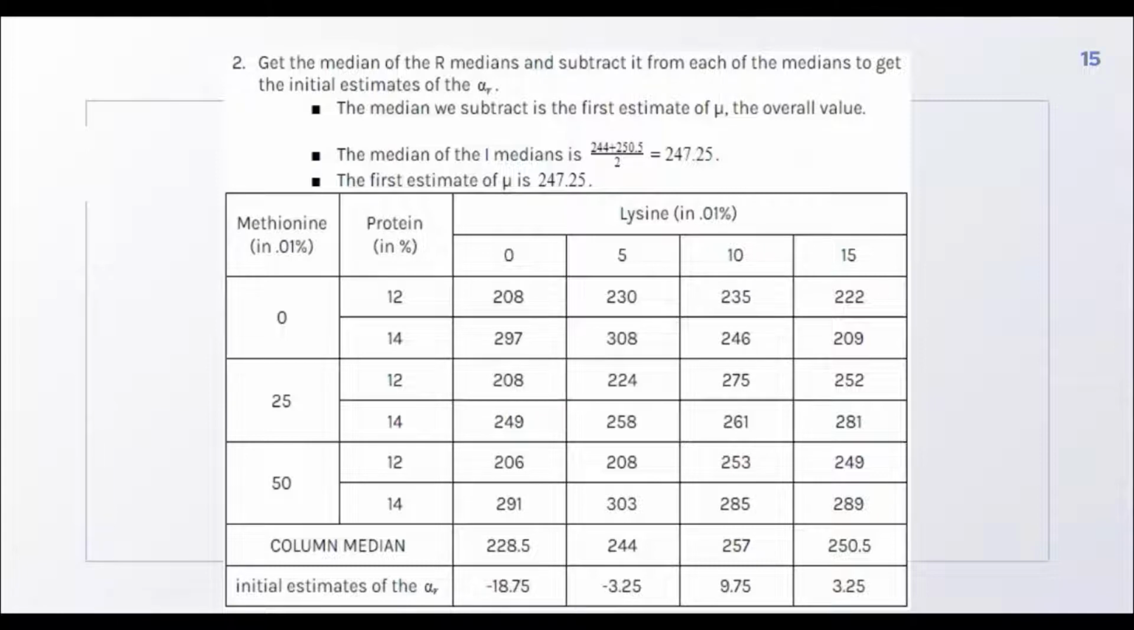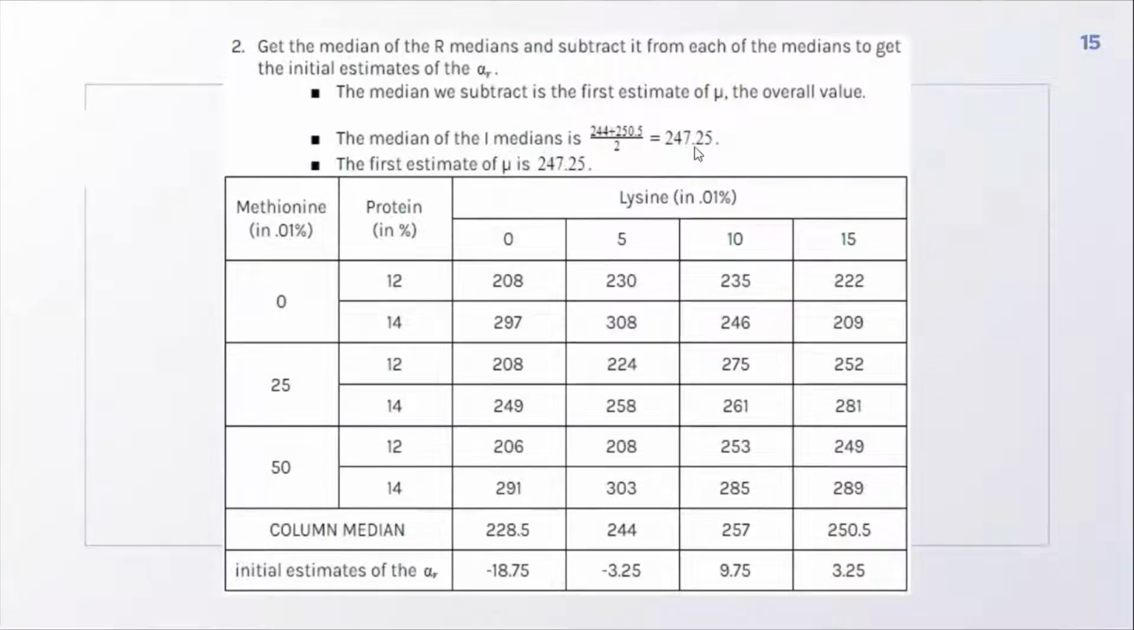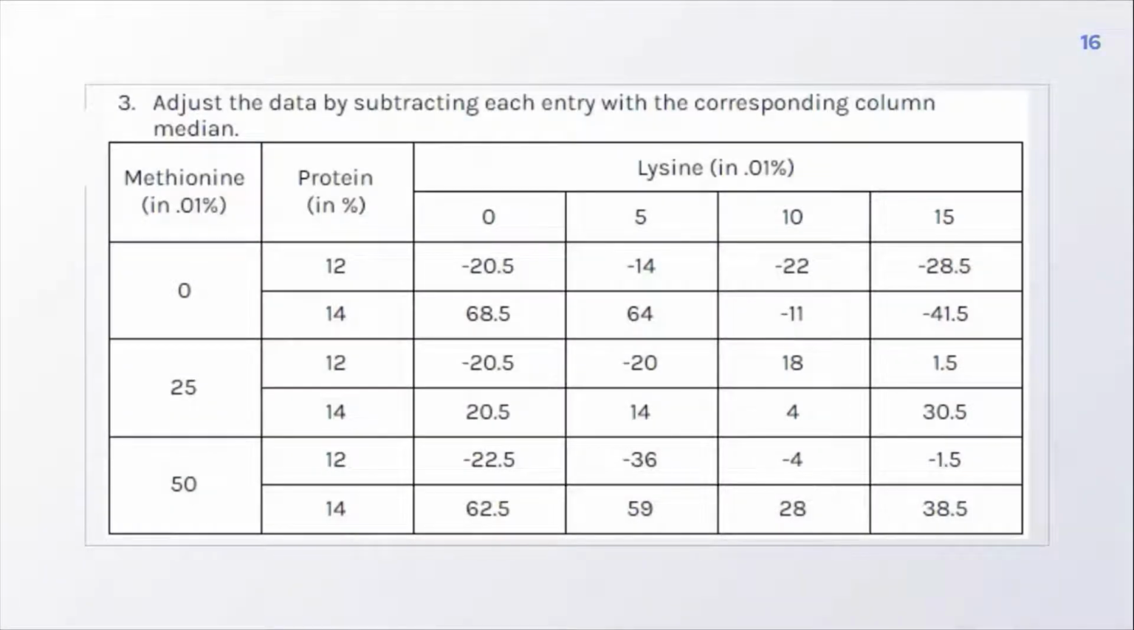Next step is to get the median of the 4 medians and subtract it from each of the medians to get the initial estimates of alpha sub r. If we subtract it to each of these column medians, we will get these initial estimates of the effects of each level of factor A. And the median that we subtracted will be our initial estimate of the overall value. The next step is to adjust the data by subtracting the column medians to each entry of the three-way table. Hence, we have this. After this, we will now focus on factor B.